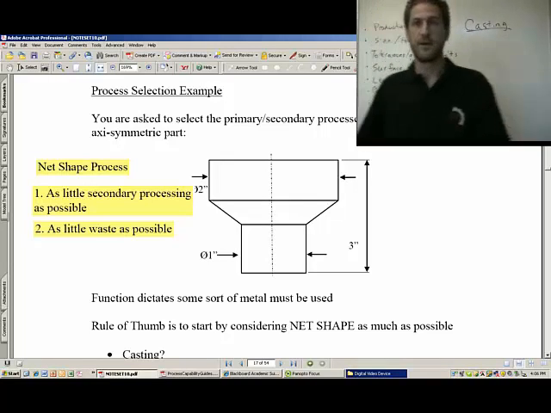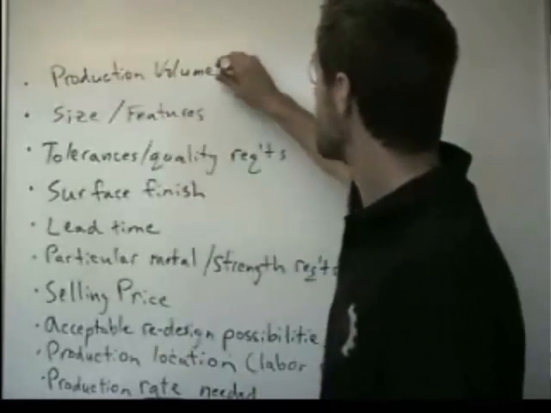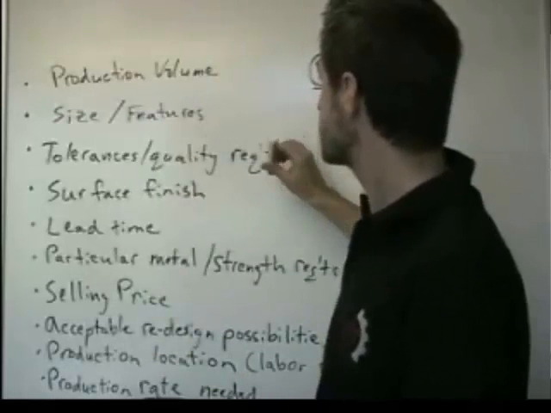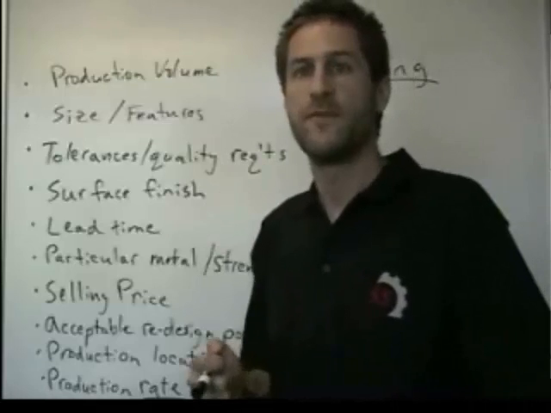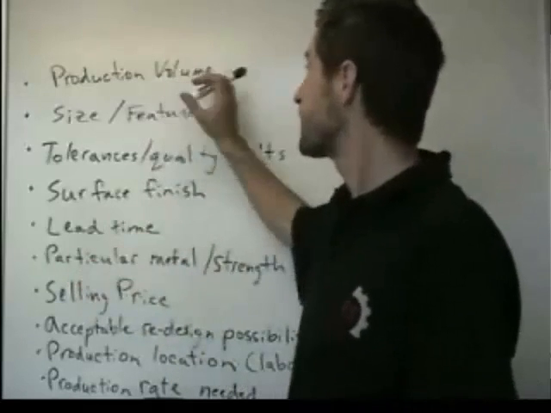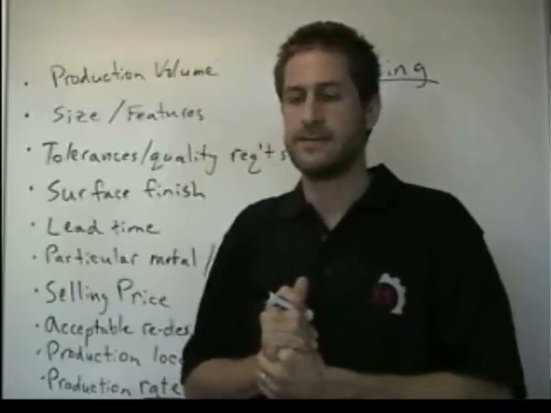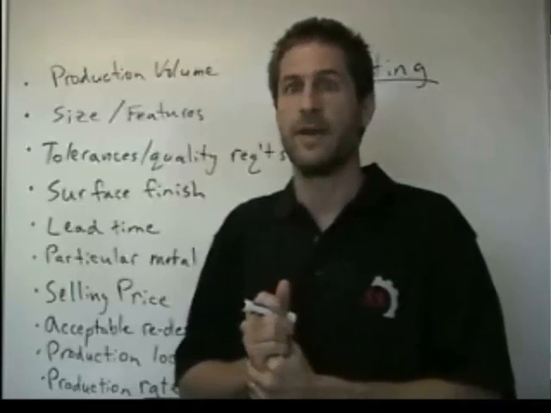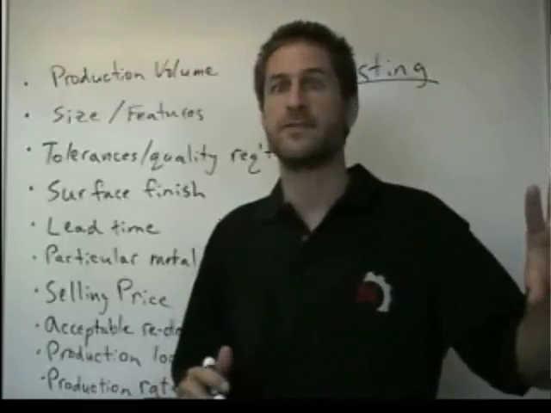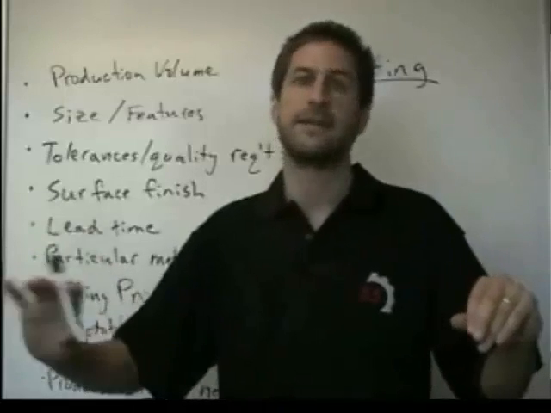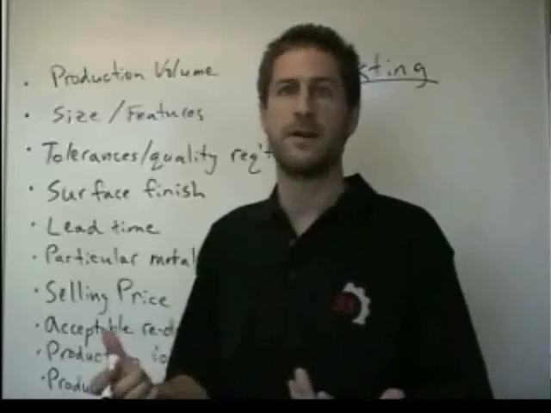So what else is true about casting? Really, for all the processes, we can talk about these things: production volume, size and features, tolerances, quality, etc. We'll go through all these. For casting, it varies quite a bit. We can take die casting on one end of the spectrum, and maybe sand casting on the other end of the spectrum. There's a few different types of casting that fall in between, but let's just talk about those.